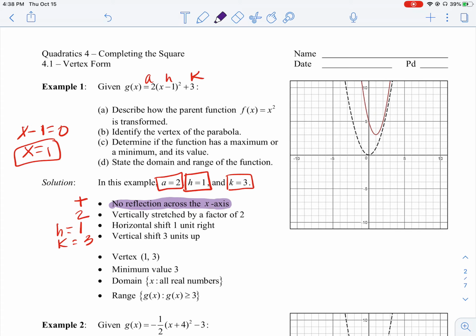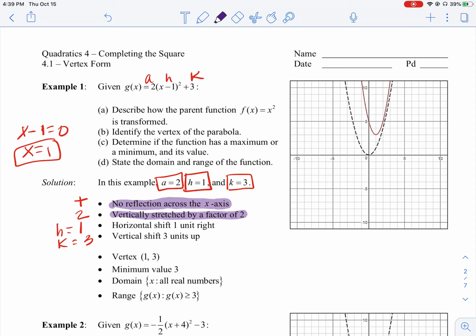Because 2 is a number greater than 1, I'd say vertically stretched by a factor of 2. If my A was lower than 1, so if I had a 1/2, I would say vertically shrunk by a factor of 2. And if you notice, vertically stretched means it's skinnier. The red is skinnier than the broken line graph.